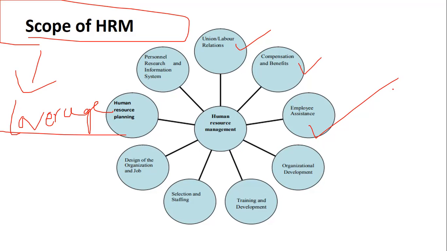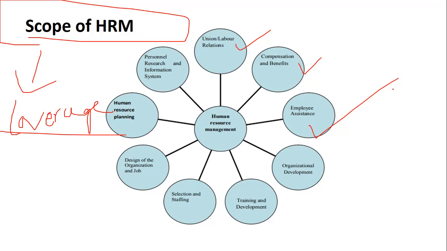Then we have training and development. Your employees should be trained well, developed well, and taken care of, and all the gaps which they have should be filled. Next is selection and staffing, that is the recruitment which takes place. Getting the right candidate at the right place is coverage which comes under HRM. You have the designing of the organization, that is the structural design and job designing. It is basically your job analysis, which talks about your job description and your job profile. And then you have human resource planning.